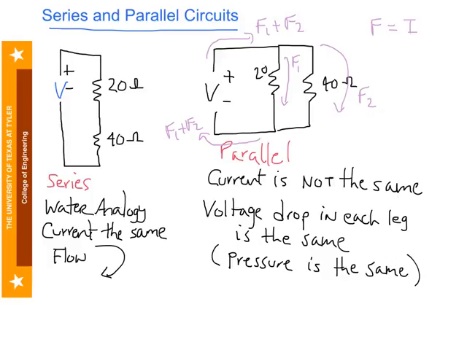And sometimes you'll see folks call this series circuit a voltage divider. Because essentially this voltage is going to, as it drops around the circuit, drop some here and some here, so the voltage is going to be divided. Whereas the parallel circuit, you'll sometimes see it called a current divider.